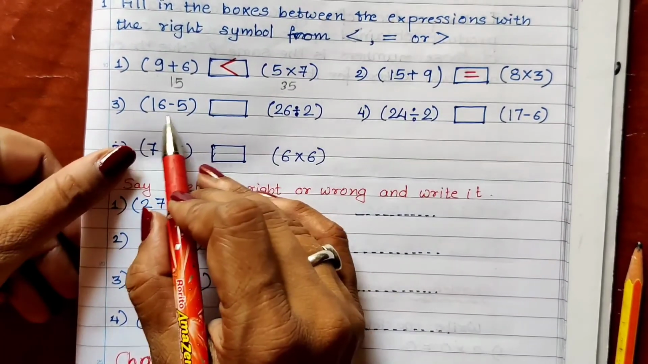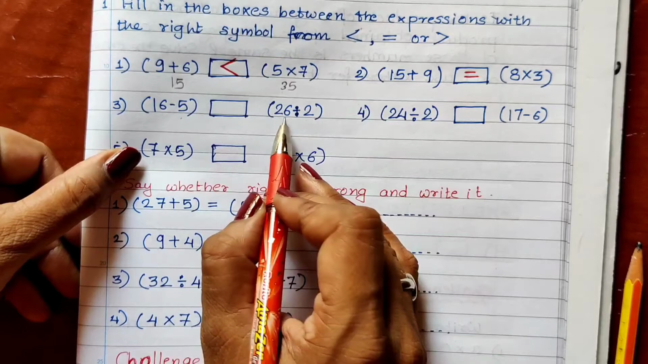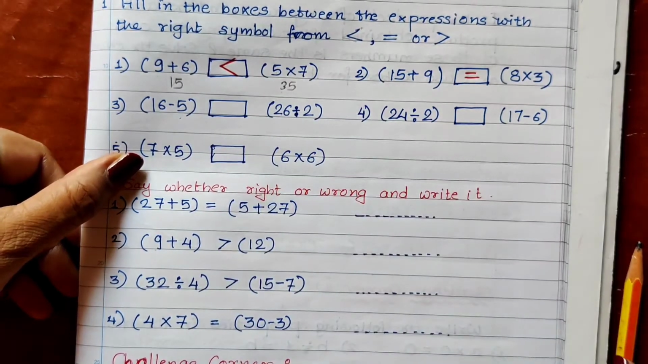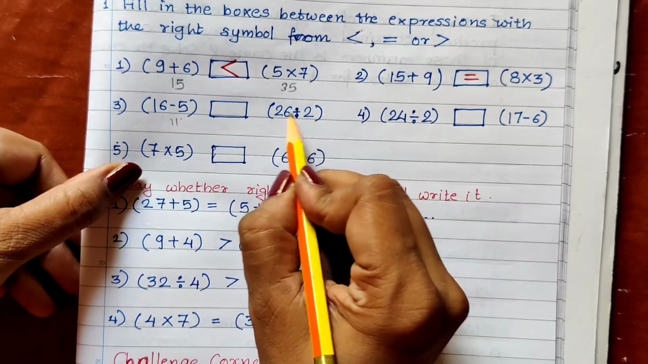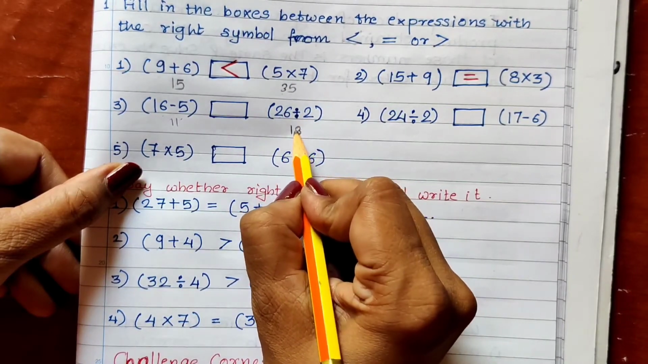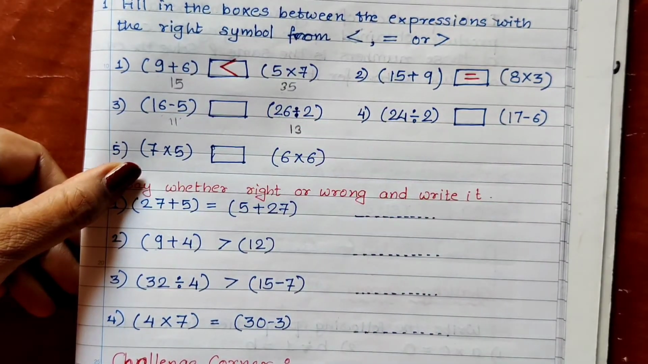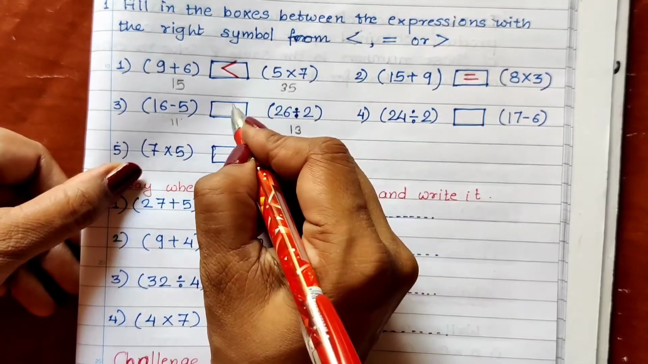Next, 16 minus 5 is 11 and 26 divided by 2 is 13. Correct? 16 minus 5 is 11 and 26 divided by 2, 2 ones are 2, 2 threes are 6. 13 we are getting. So 13 is bigger than 11. So we have to put this symbol.